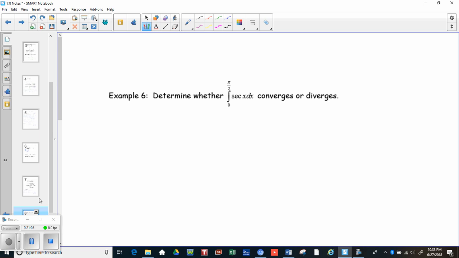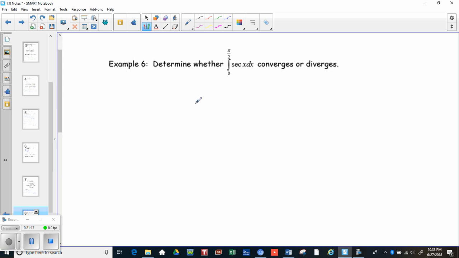Let's determine whether the integral from 0 to pi halves of secant x dx converges or diverges. All right. Same concept. Now you do have to know something about your trig to realize that at 0 secant is fine, because secant is the reciprocal of cosine, 1 over cosine, 1 over 0 is fine. It's pi halves that gives us a problem. Cosine of pi halves is 0, which means secant is undefined there. So this pi halves is the value where we're going to have a problem.